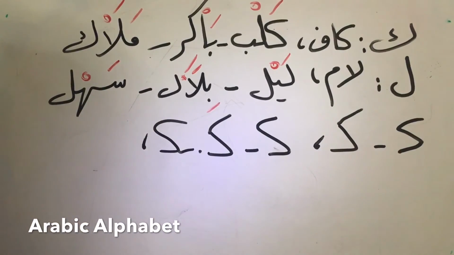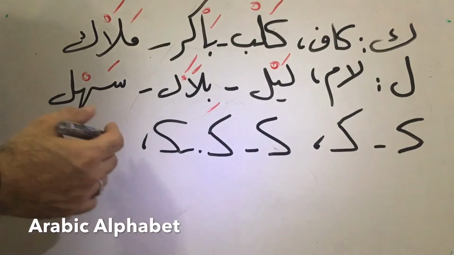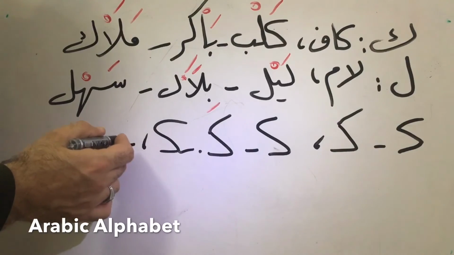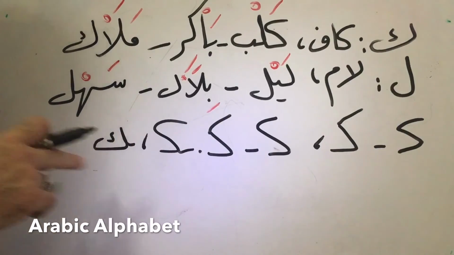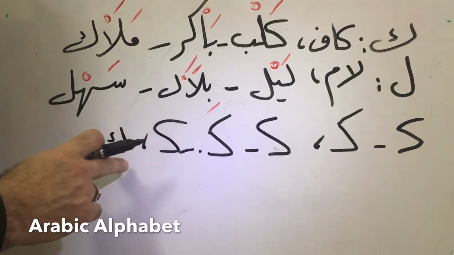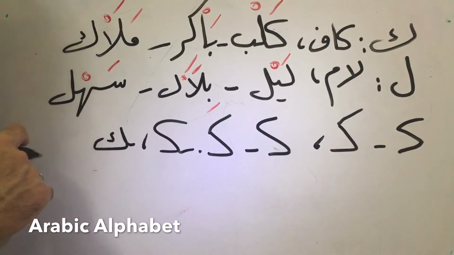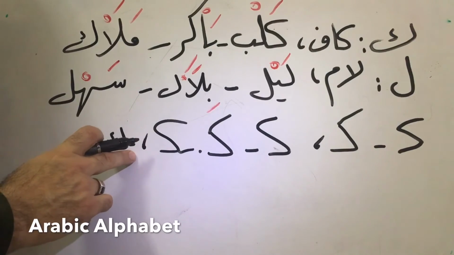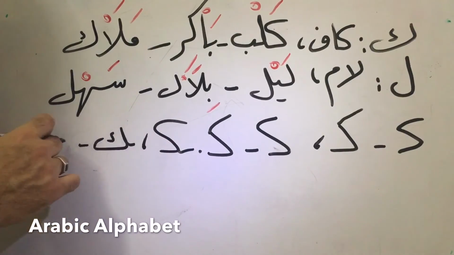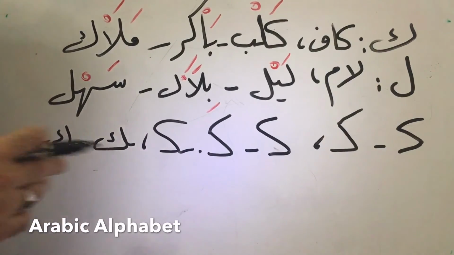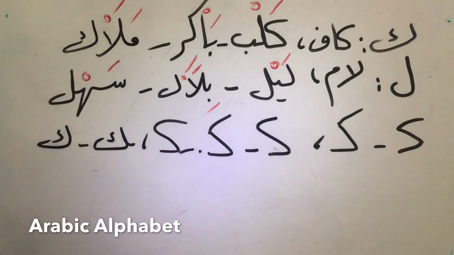At the end of the word, it is either like this. You can see it is completely different, like this, or if the letter before has no hand, it is like this. So there are different ways of writing letter kaf.